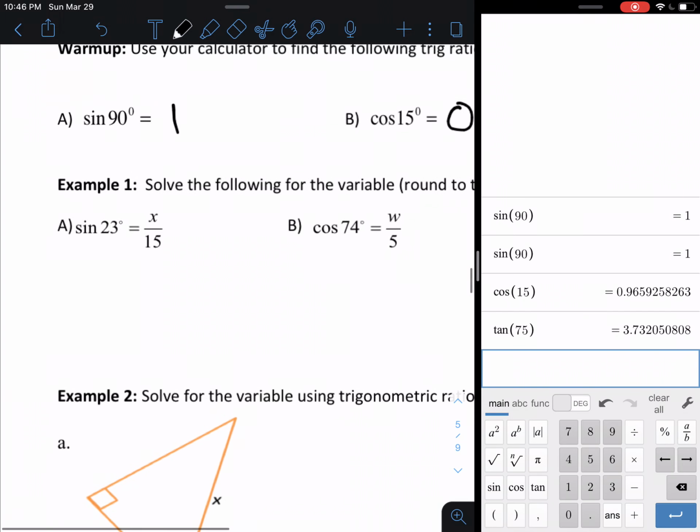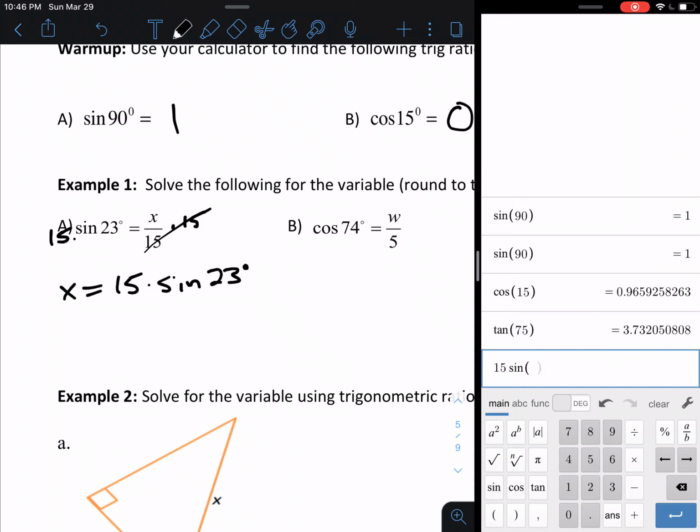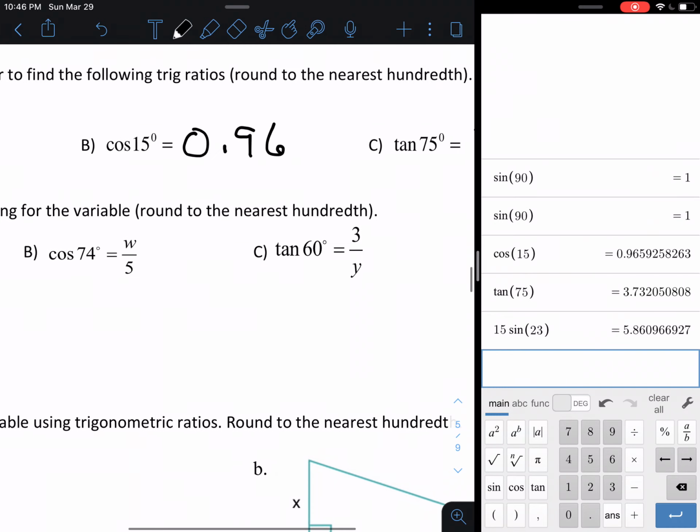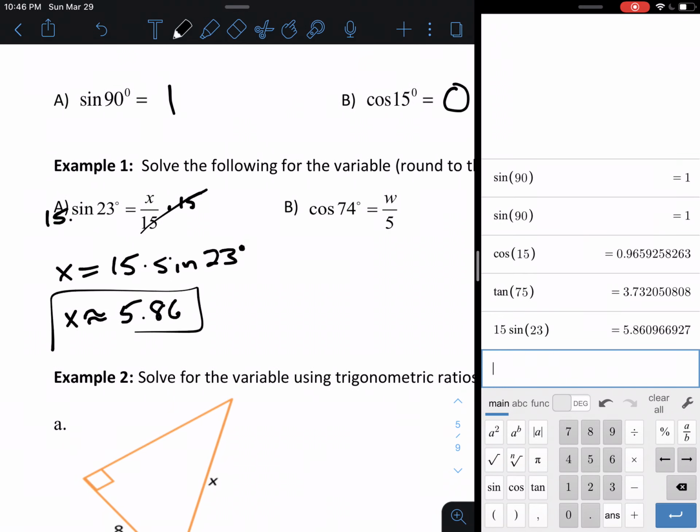In addition to finding the sine, cosine, or tangent of an angle, it's asking us to solve for a given variable. In the case of example A, it's telling us that sine of 23 degrees is equal to x over 15. In order to solve that equation, we would need to multiply each side by 15. So x would be equal to 15 multiplied by the sine of 23 degrees. Then I can type that into my calculator. 15 sine of 23 is approximately 5.86. So x is approximately 5.86. I believe again it was asking us to round to the nearest hundredth, so we would be good right there.